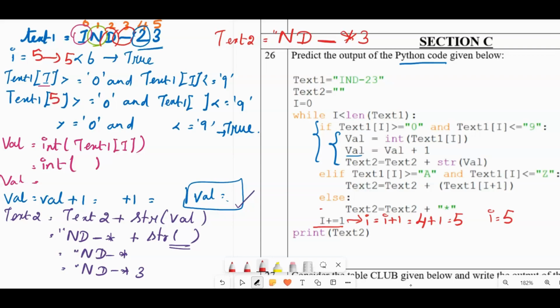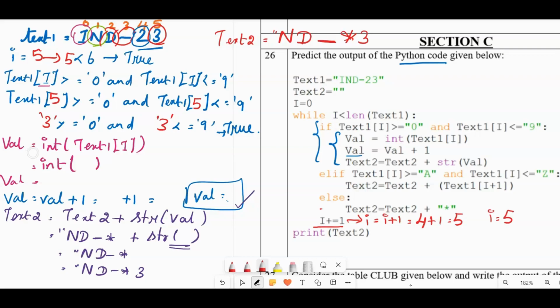So text 1 of 5, updating it with 5. What is under the text 1 of 5? The last value, which is your numerical value 3. Just write 3 here. 3 greater than or equal to 0 and 3 is less than or equal to 9. So the condition is true here.